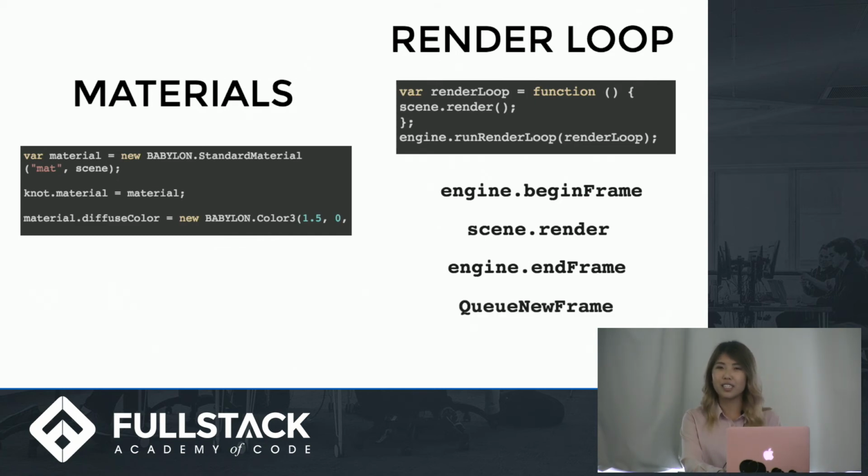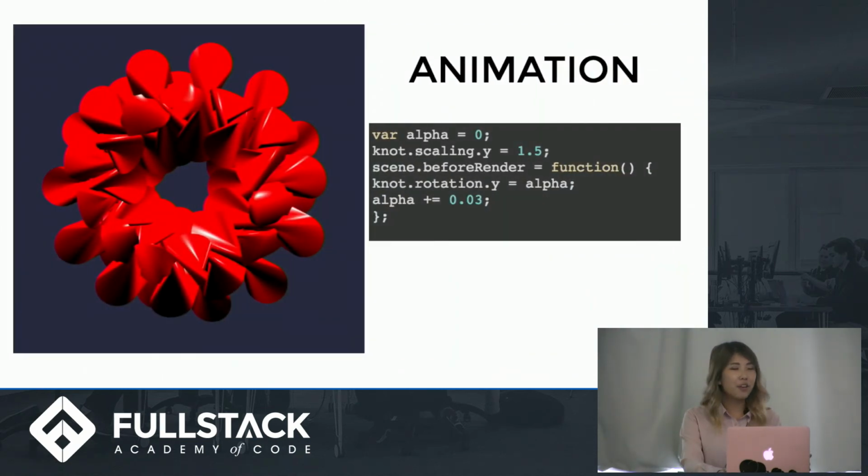And Babylon will do this 60 times per second for 60 FPS. So now if we were to test our HTML file, we would see a 3D object that looks something like on the left you see there. We're going to add this simple animation function so that it just spins around, and you're good to go.